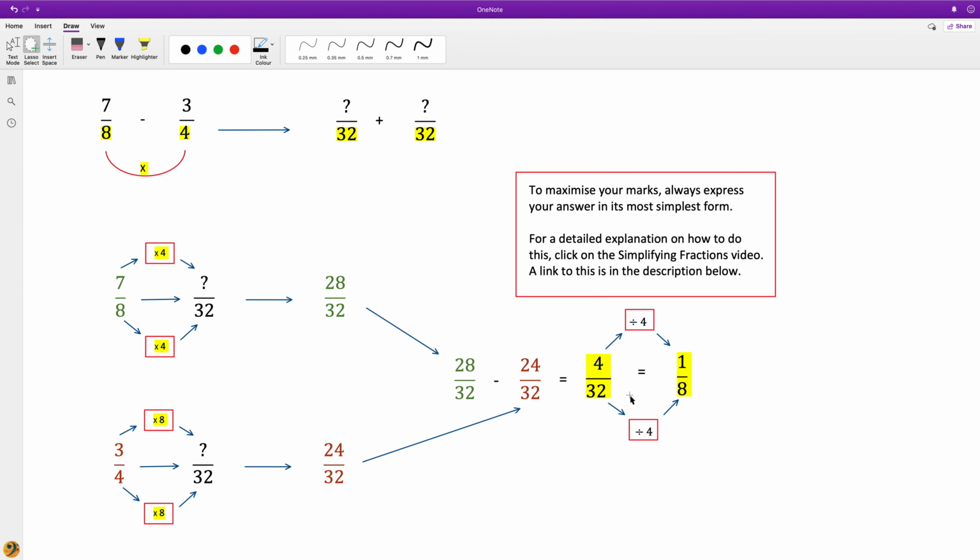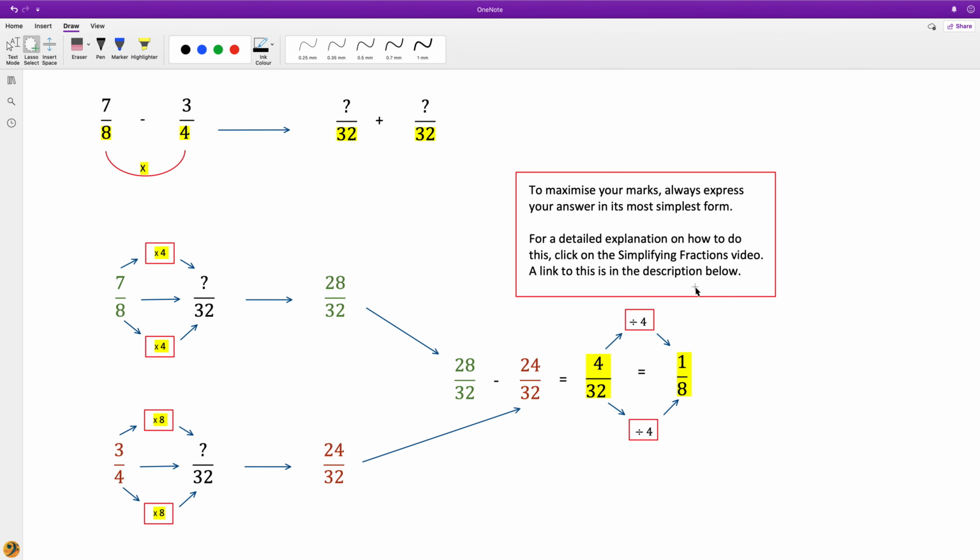Now, in an exam question, this would be a correct answer. 4 over 32 is correct. However, it's not expressed in its simplest form. So I've just put a note here to maximize your marks in an exam or an assignment. You always will be expected to express your answer in its simplest form.